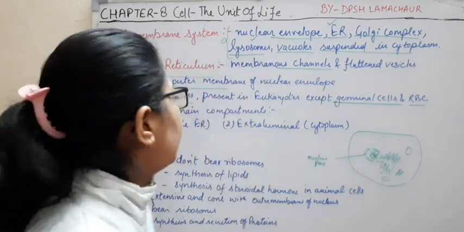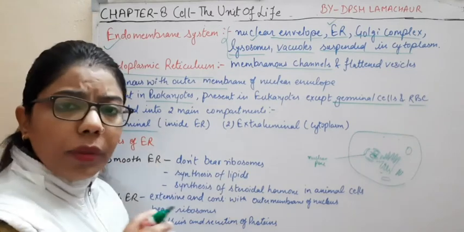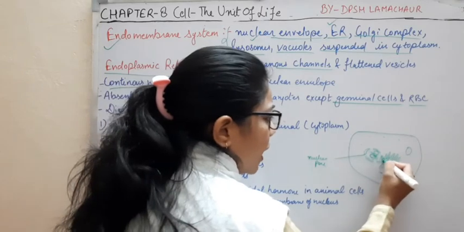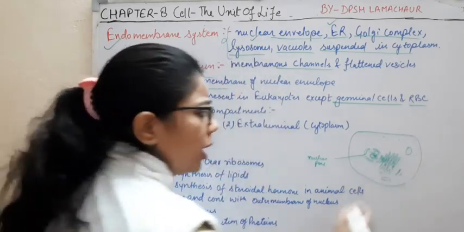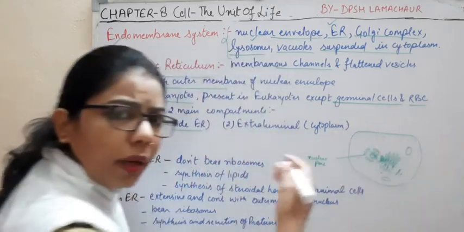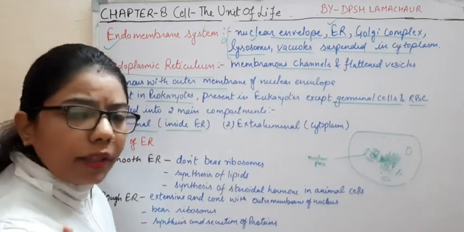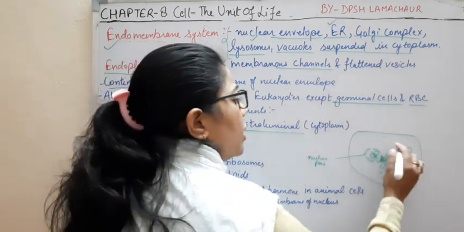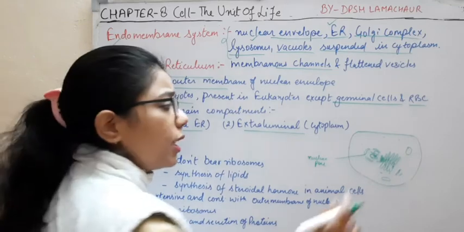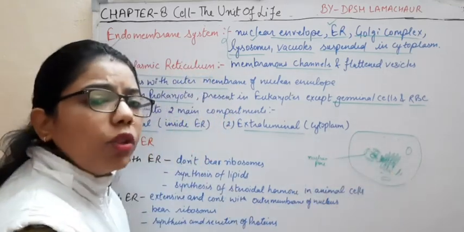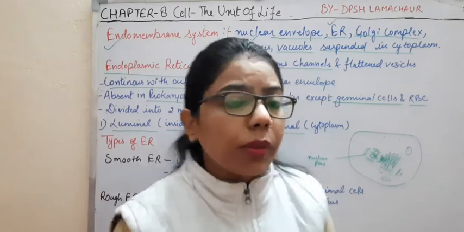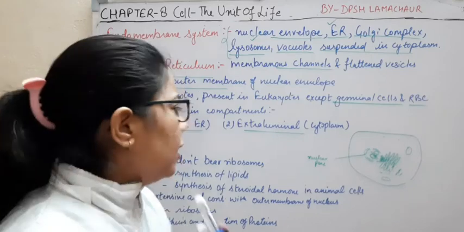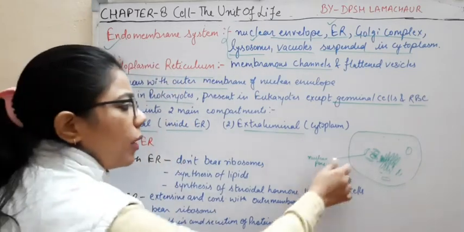So on the basis of that, we said that there is a luminal. Lumen means something like a cavity-like structure. Luminal means the thing which is present inside this endoplasmic reticulum. The thing which is present inside this endoplasmic reticulum, we call the luminal compartment, and the compartment or the things present outside this endoplasmic reticulum, or we can say present in the cytoplasm, you will call the extraluminal. It means that luminal is the inside part, extraluminal is the outside part. So two compartments are there in this endoplasmic reticulum.